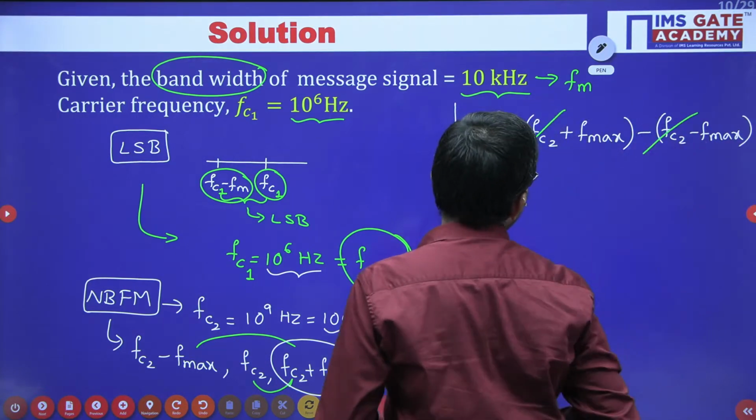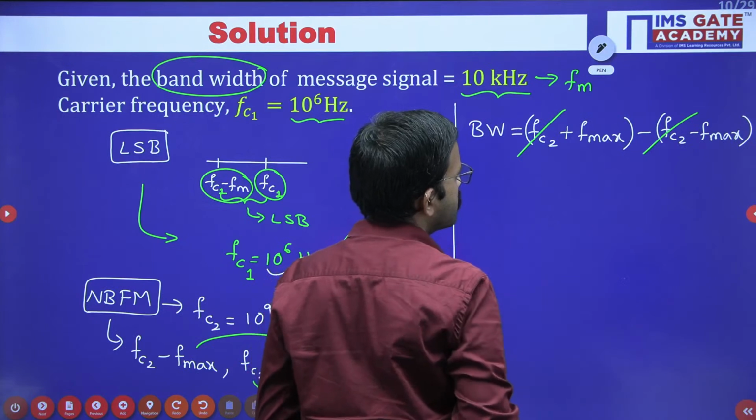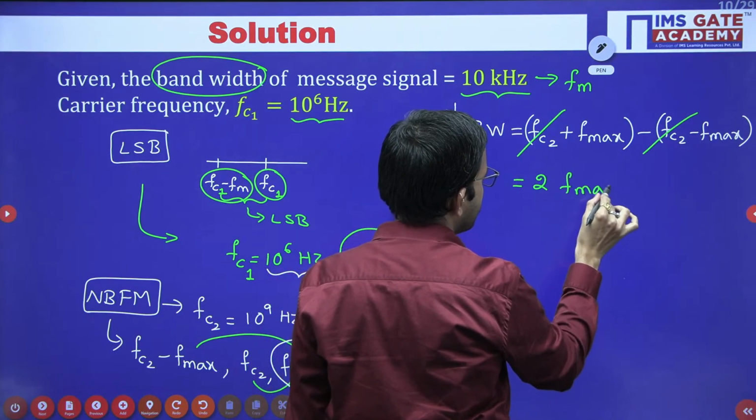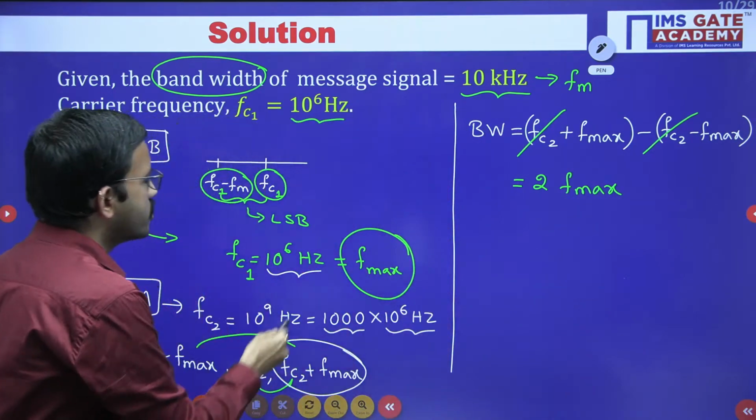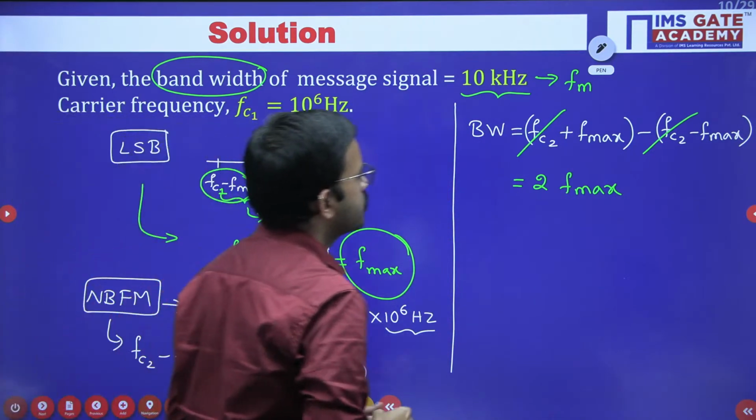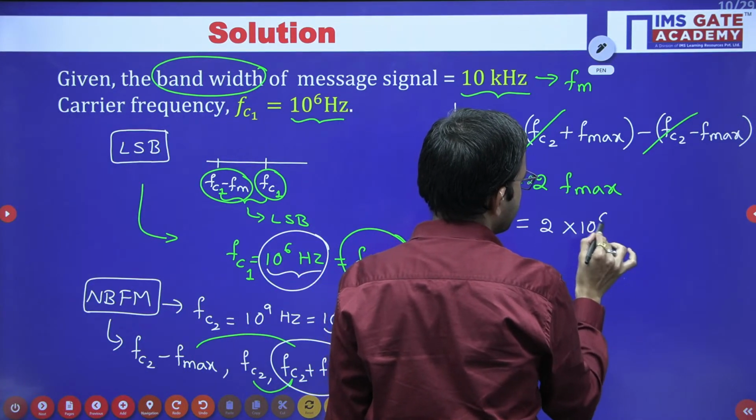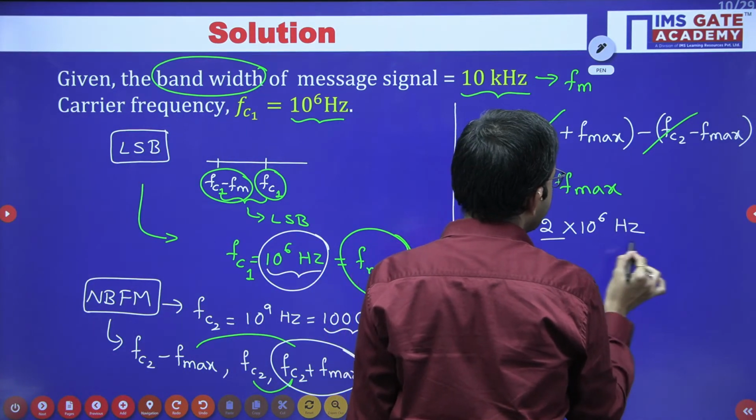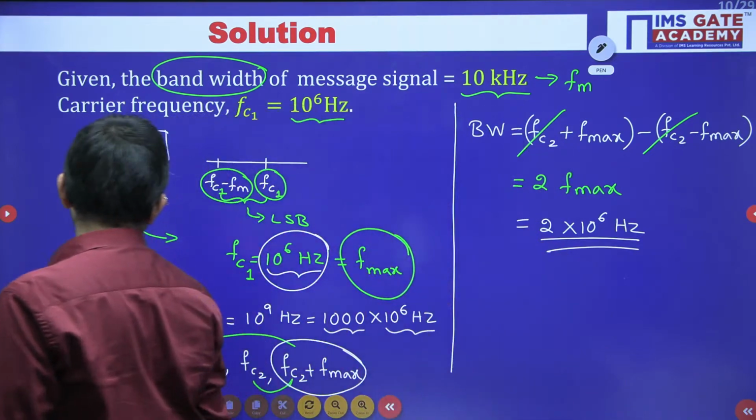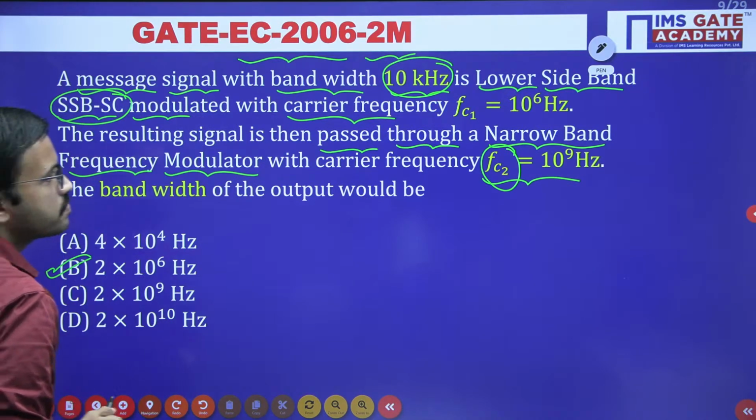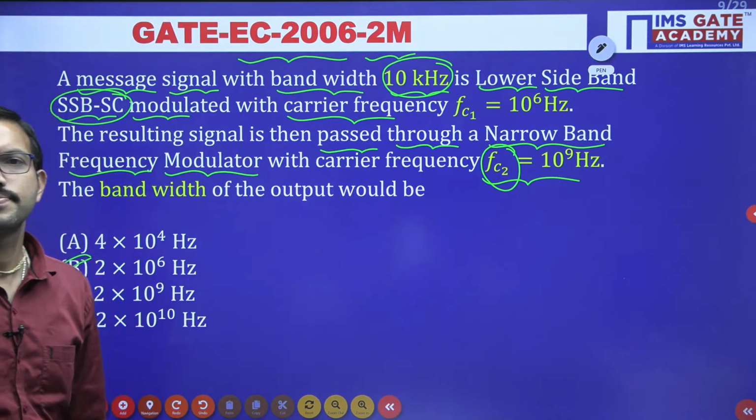Here FC2 will get cancelled. Minus of minus is plus, so F max and F max you can add, and you will get 2 times F max, where F max is nothing but 10 power 6 Hz. So you can substitute 2 into 10 power 6 Hz. This is the bandwidth of narrowband FM for the given question. So option B is the correct answer. I hope it is clear.